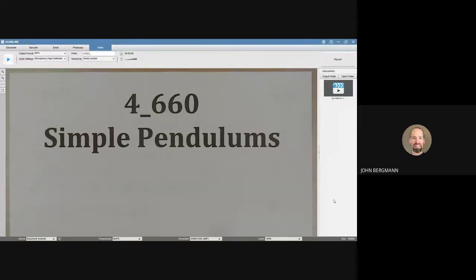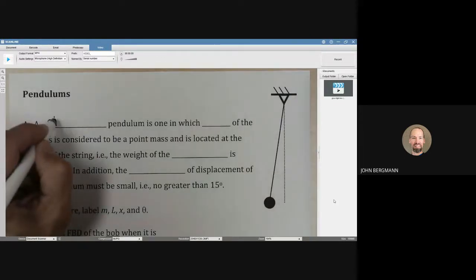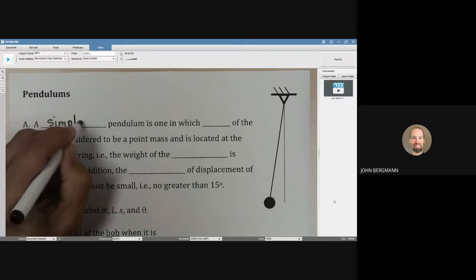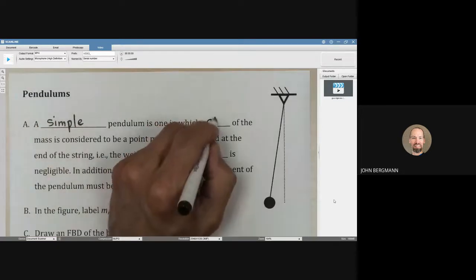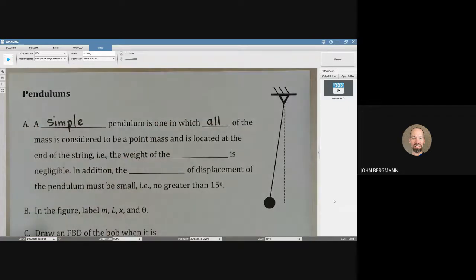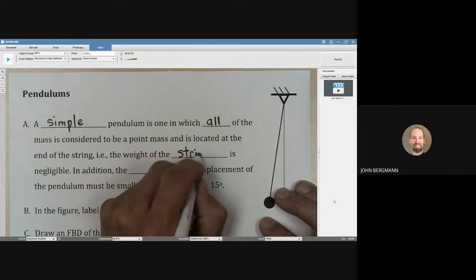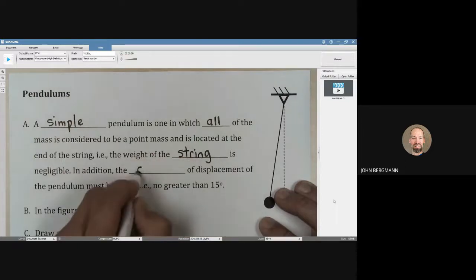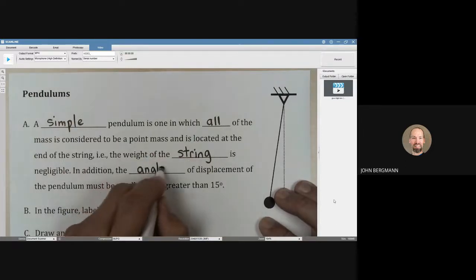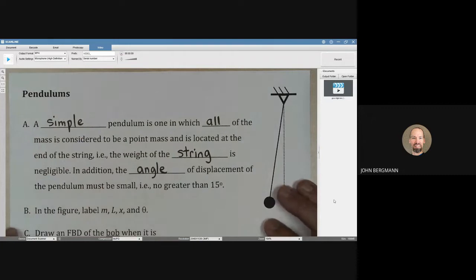Simple pendulums. A simple pendulum is one in which all of the mass is considered to be a point mass and is located at the end of the string, i.e., the weight of the string is negligible. In addition, the angle of displacement of the pendulum must be small, no greater than about 15 degrees.